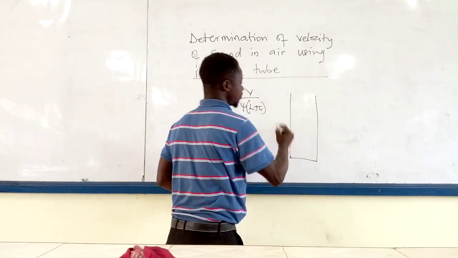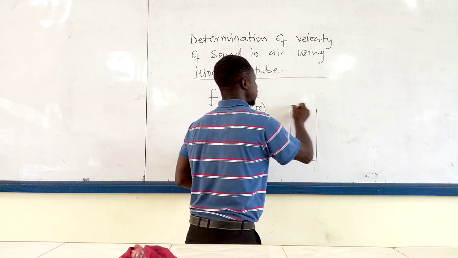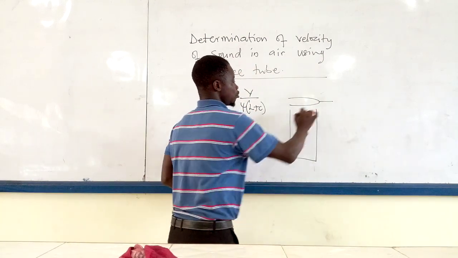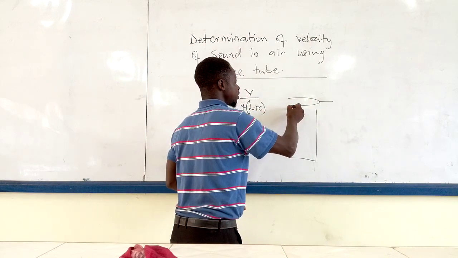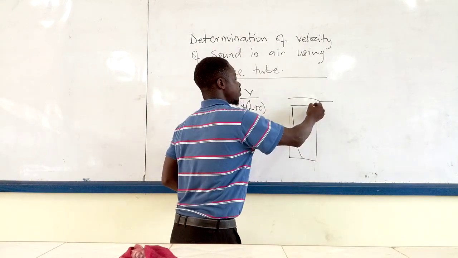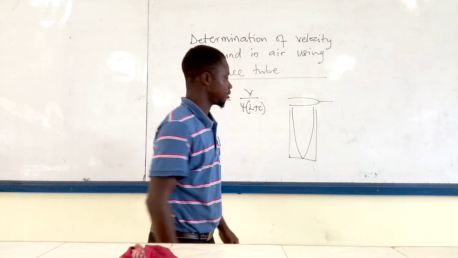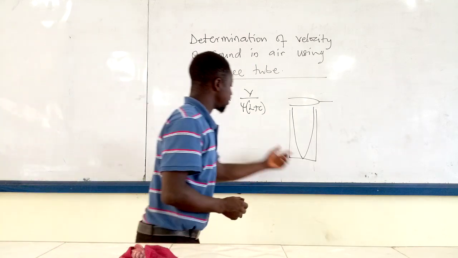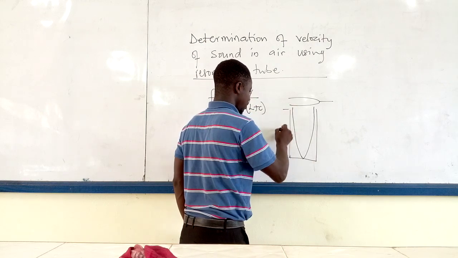As resonance occurs, the fundamental is given by this. Let this be the pipe. I sound the tuning fork and I place it on top of this one like this. This is the tuning fork. So the tuning fork vibrates to generate a stationary wave within this pipe. So when the pipe is sounding its fundamental, the wave inside the pipe is like this. So the length of the pipe is L.